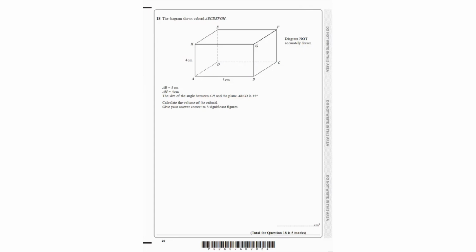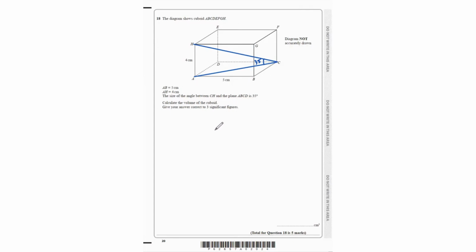So let's start with this one and see how we can incorporate 3D trigonometry in volume and surface area to find the missing information. So we have a cuboid ABCDEFGH. AB is given as 5, AH is given as 4, and the size of the angle between CH and the plane ABCD is 35. So CH is this, and this angle over here is given as 35. We have to calculate the volume of the cuboid.